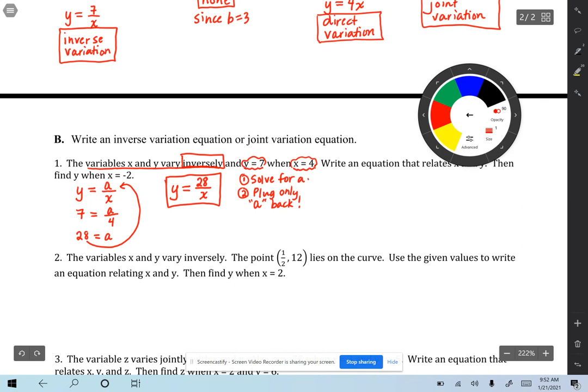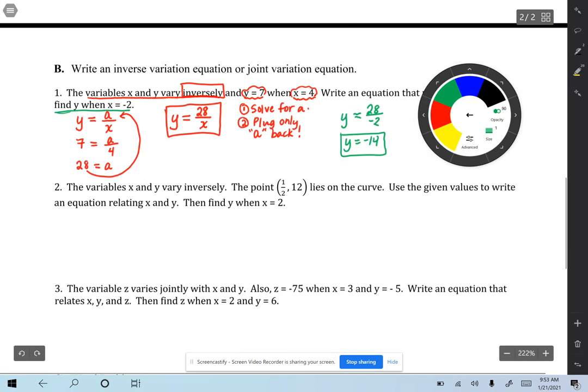Right? And, oh, we have one last thing. It says, then find y when x equals -2. Okay, so we are going to use our boxed answer. So we have y equals 28 divided by -2. So y equals -14. So two parts. Part 1 was getting the inverse variation equation, and part 2 was figuring out what y is when x is a certain number.